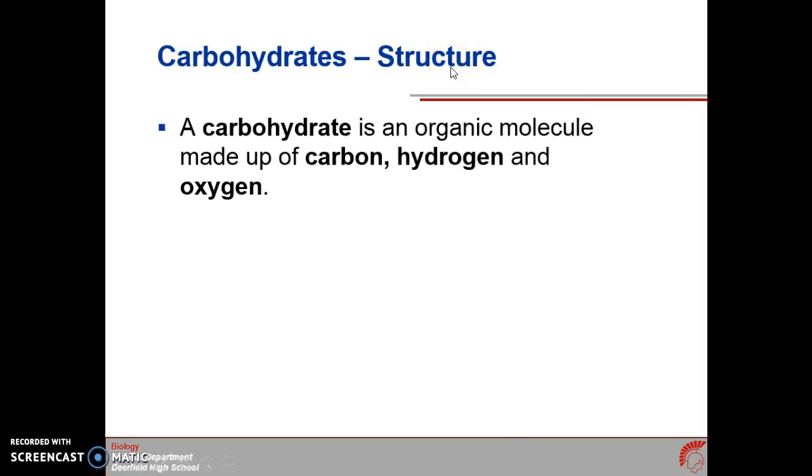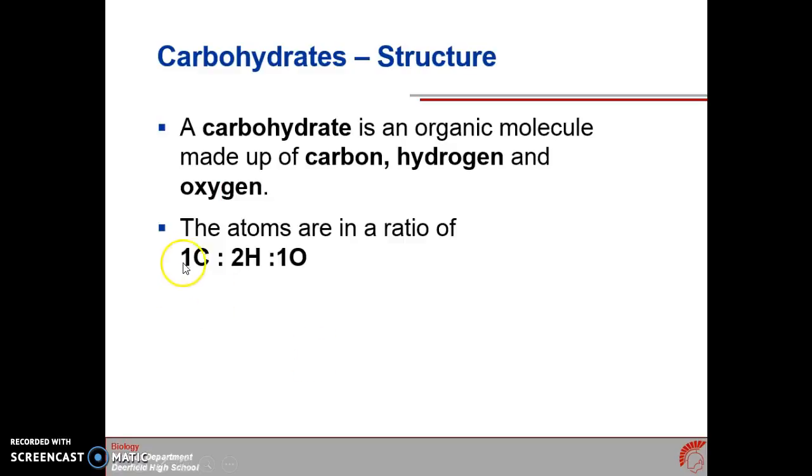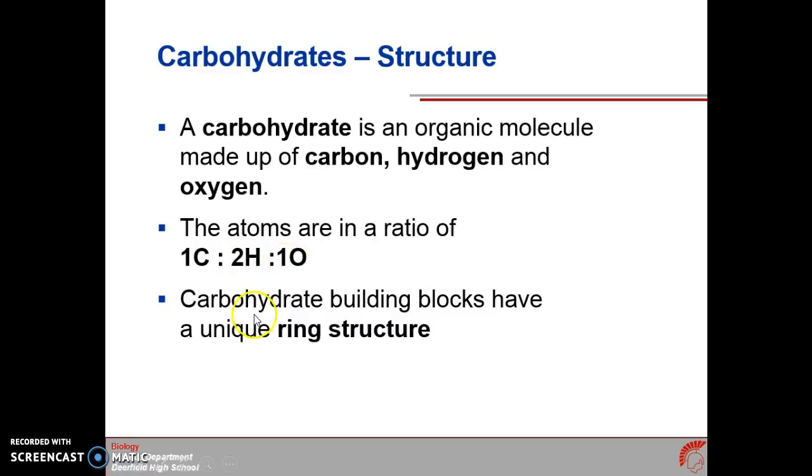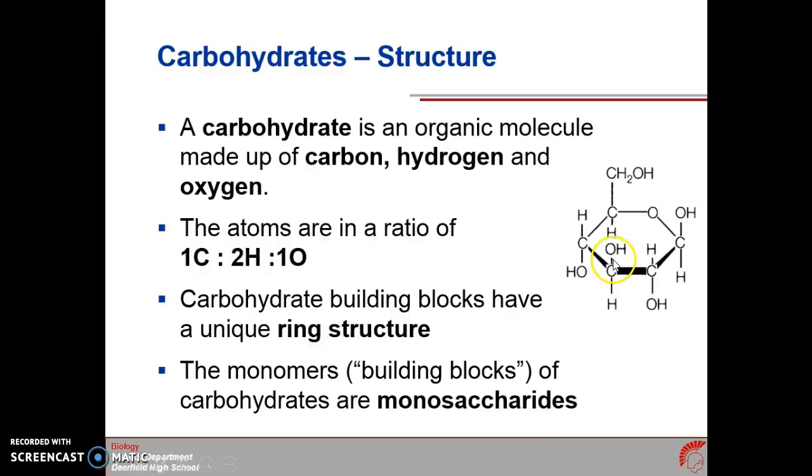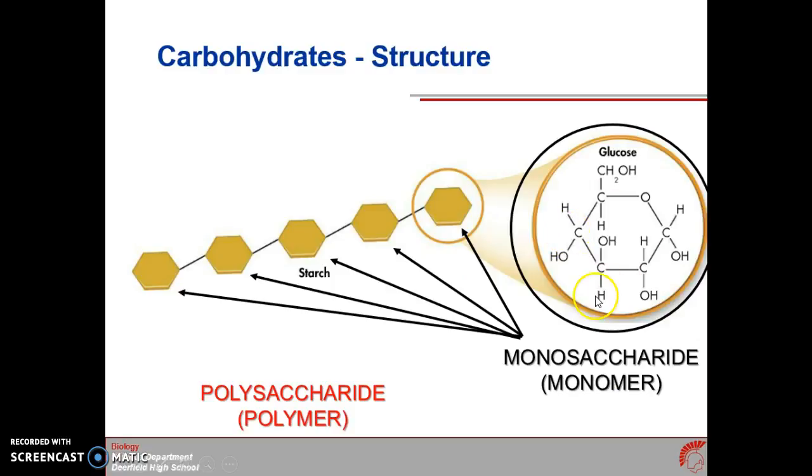You have to know structure and function, but the structure of a carbohydrate, it always contains carbon, hydrogen, and oxygen, and the ratio of carbon to hydrogen to oxygen is always 1 to 2 to 1. And so carbohydrate building blocks have a unique ring structure. They can be long chains, but they can also be ring structures like this one here, which is a glucose monomer or building block for a monosaccharide sugar. So here's 1 saccharide, and if you link many of them together, you get a polysaccharide called a starch.